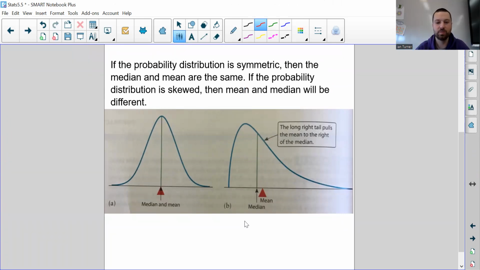Okay, here's your example. Oh, and Mr. T, oh, look at it. He knew what was coming. What a good teacher. Okay, symmetric, they're right on. Boom, right in the middle, right dead center.